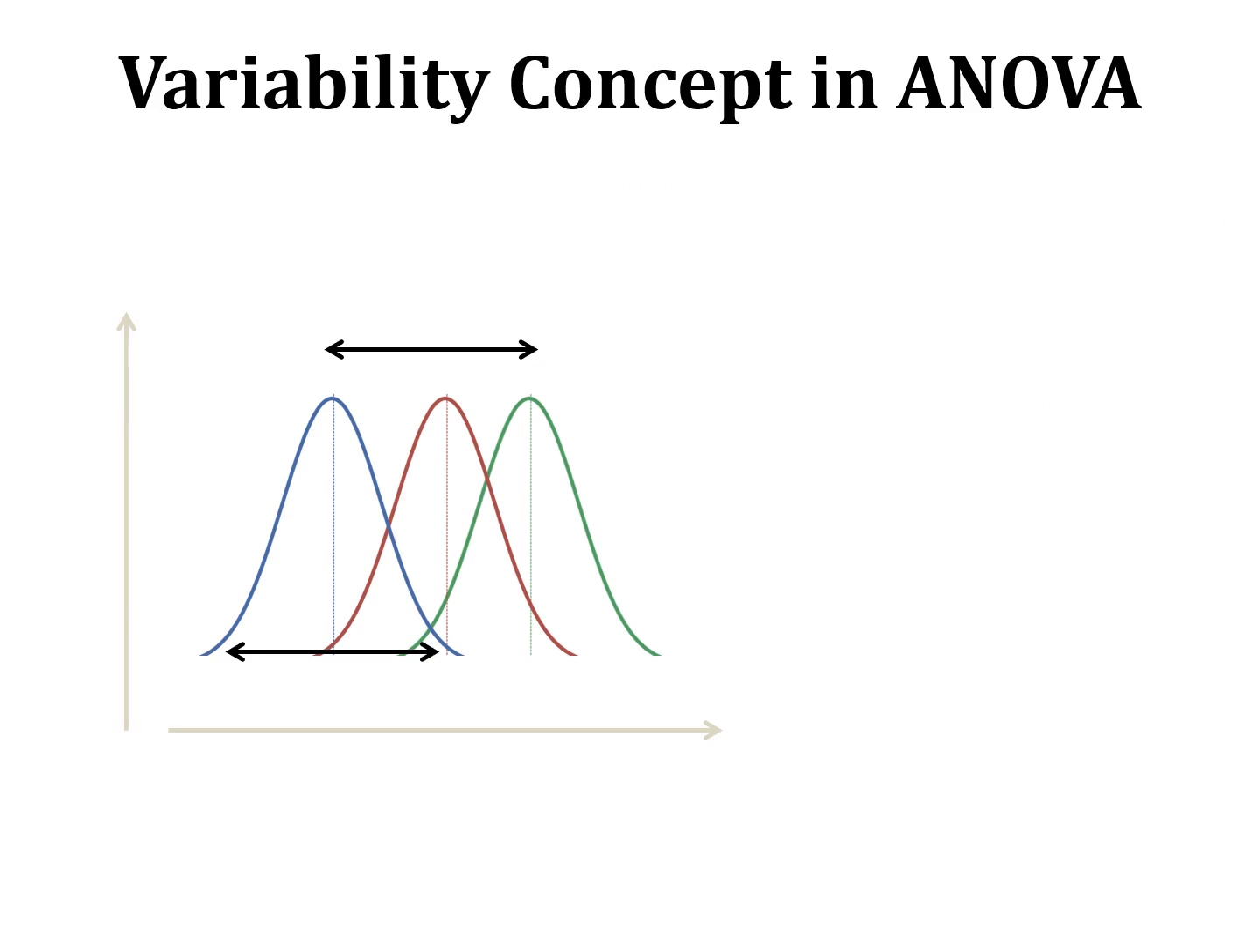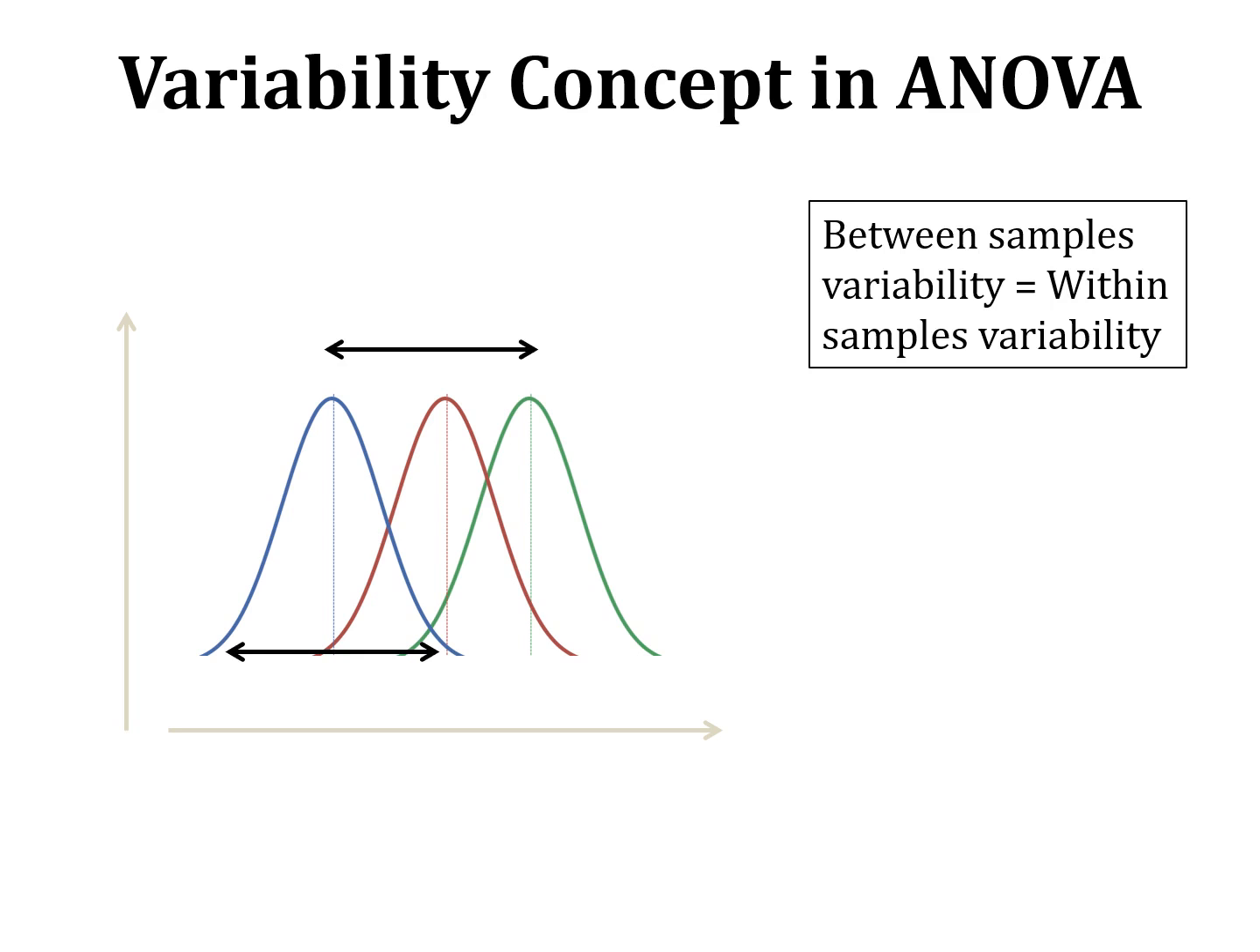Now let's understand this concept again with the help of pictures. So here we have 3 curves or 3 samples, right? And their between samples variances and within sample variances are shown here. So what do you see here? Is there any difference between the between samples variance and the within samples variance? The sample variances are similar, and the between samples variance and the within sample variance also seem to be similar. So between samples variability is equal to within samples variability in this case.